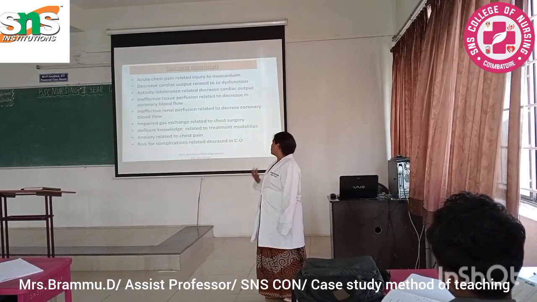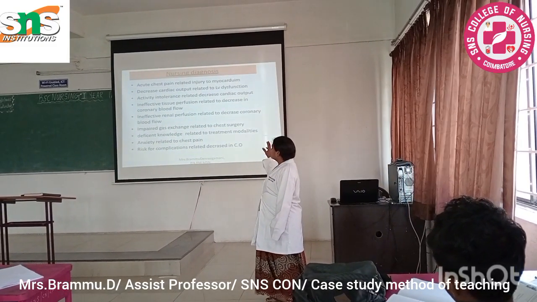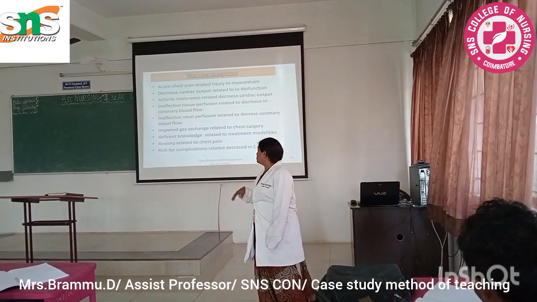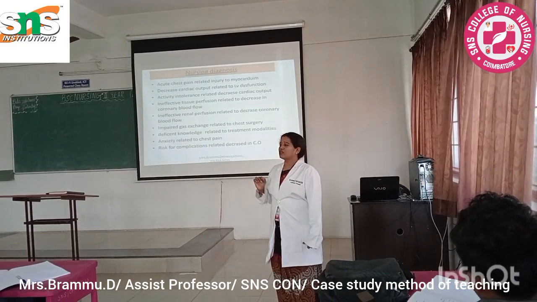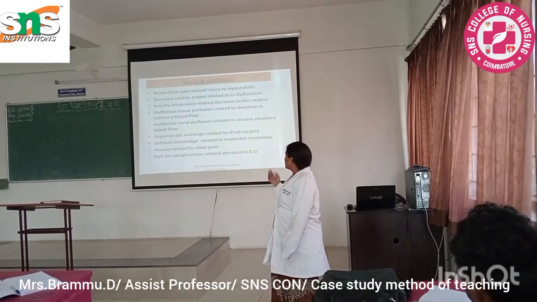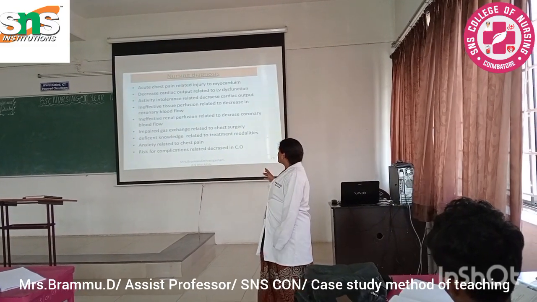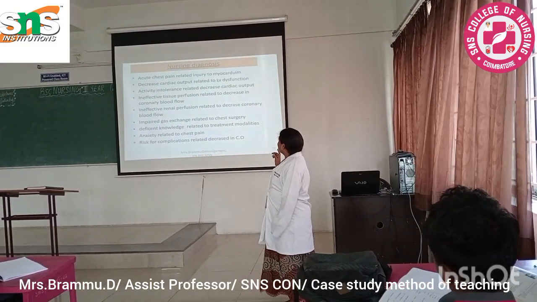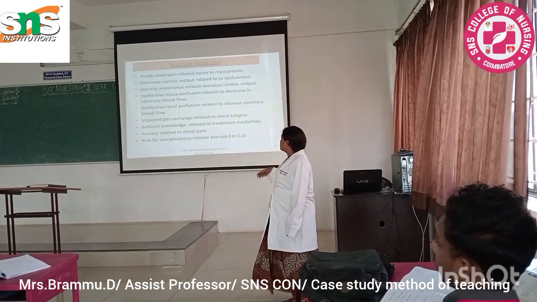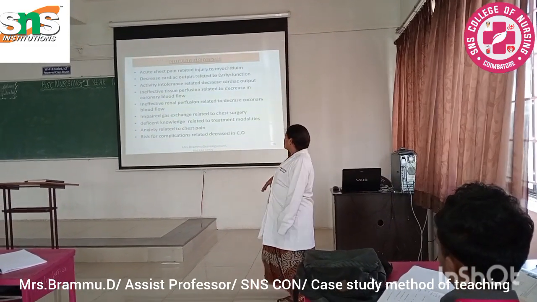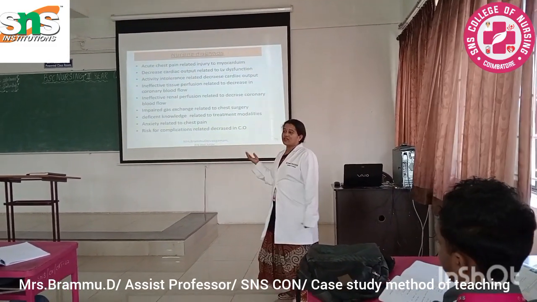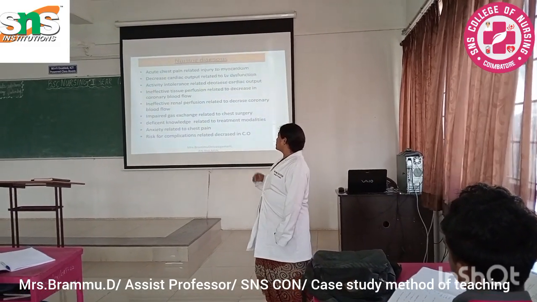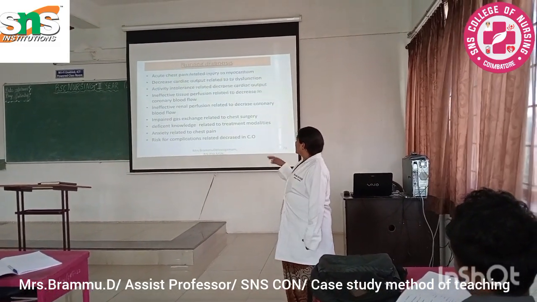So here the nursing diagnoses are acute chest pain related to injury of the myocardium, decreased cardiac output related to LV dysfunction, activity intolerance due to decreased cardiac output, and then ineffective tissue perfusion related to decrease in coronary blood flow. We can also write a diagnosis as ineffective renal perfusion related to decreased coronary blood flow, and impaired gaseous exchange.